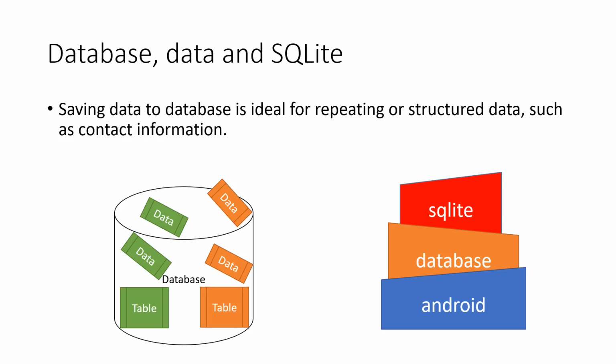And structured data: there is unstructured data, and there is structured data which has some kind of a format, for example rows, and which can be configured into rows and columns, such as contact information.